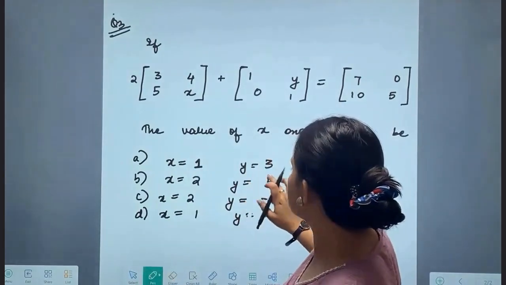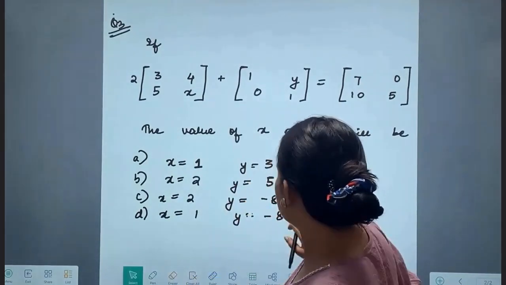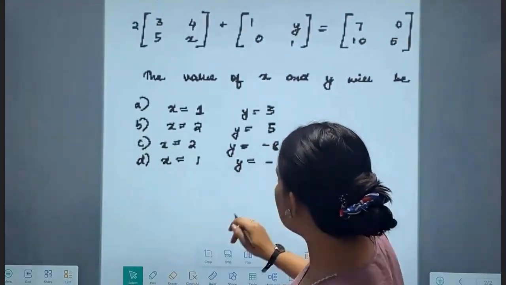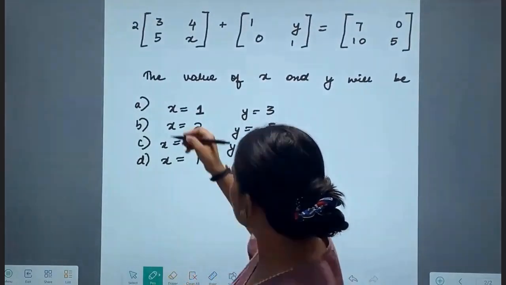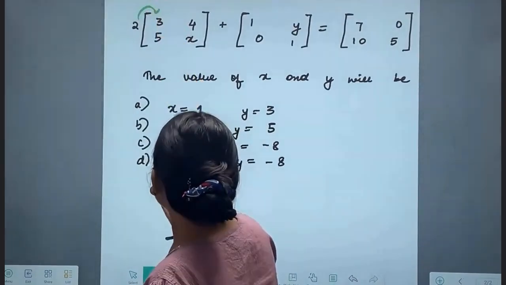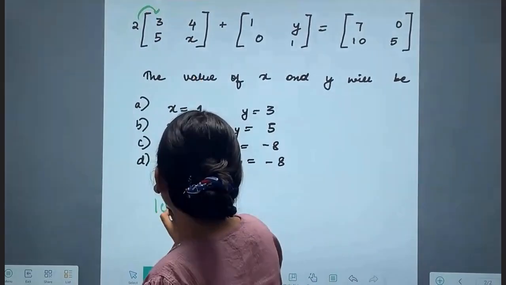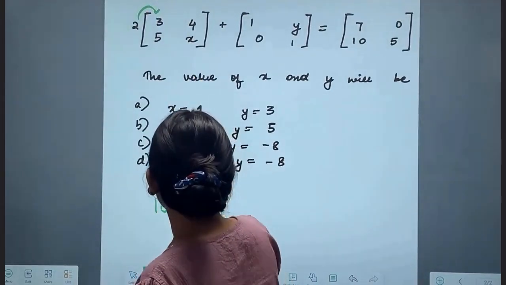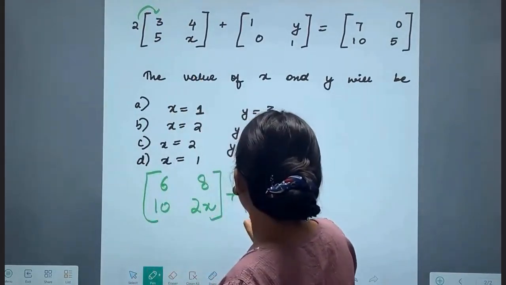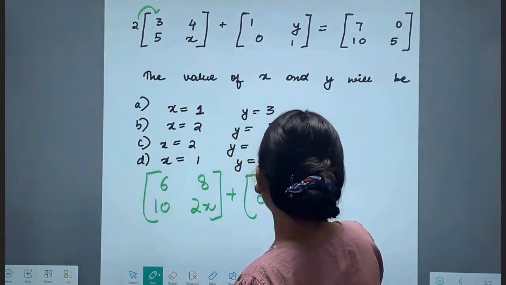Yes beta, okay, let's go to the question now. So the question is this. So now I just have to go ahead and multiply 2 inside. So what will I get? 6, 8, 10, 2x plus 1, y, 0, 1.